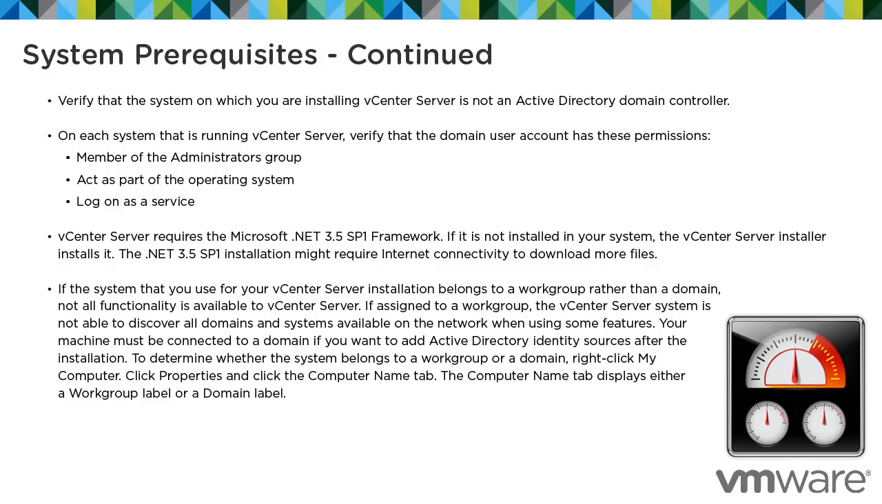If the system that you use for your vCenter Server installation belongs to a workgroup rather than a domain, not all functionality is available to vCenter Server. If assigned to a workgroup, the vCenter Server system is not able to discover all domains and systems available on the network when you use some features. Your machine must be connected to a domain if you want to add Active Directory identity sources after the installation. To determine whether the system belongs to a workgroup or a domain, right-click My Computer, click Properties, and click the Computer Name tab. The Computer Name tab displays either a workgroup label or a domain label.